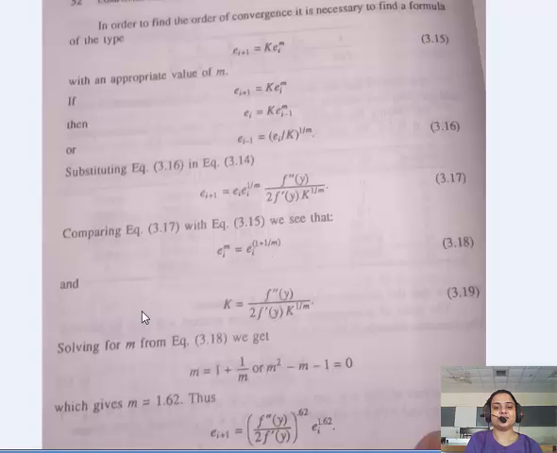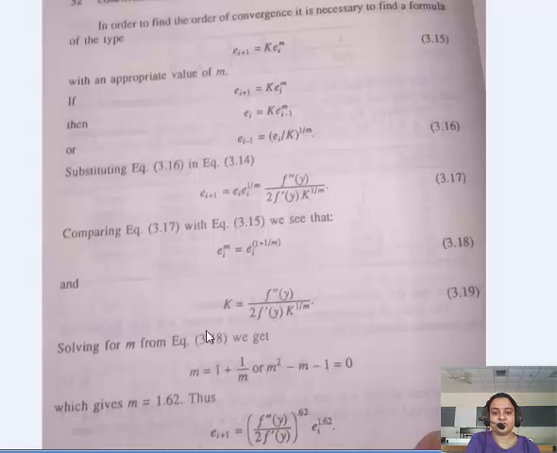And moving on to next, k is equal to f double dash y upon 2 f dash y into k to the power 1 by m. How does this come about? Here we can see that e_{i+1} is equal to k e_i to the power m, and e_i to the power m is what? e_i to the power 1 plus 1 upon m. So from these equations we get k is equal to f double dash y upon 2 f dash y to the power 1 by m.